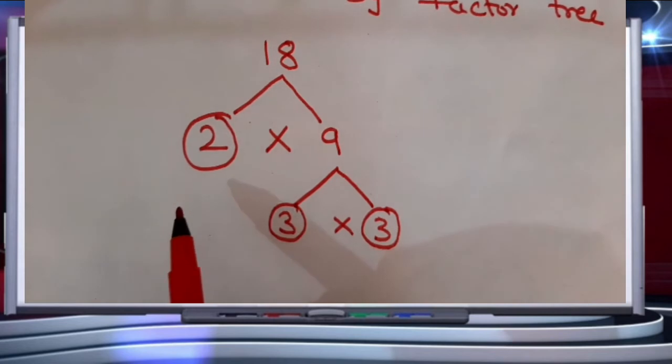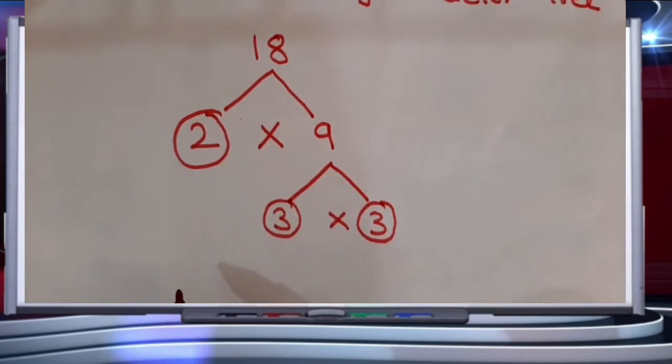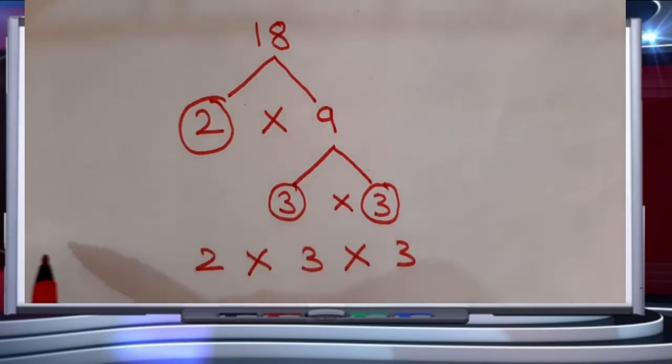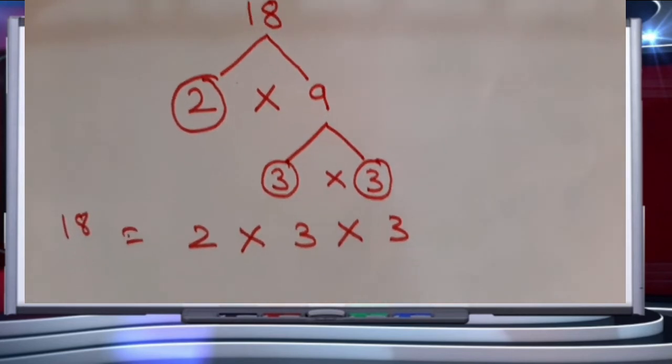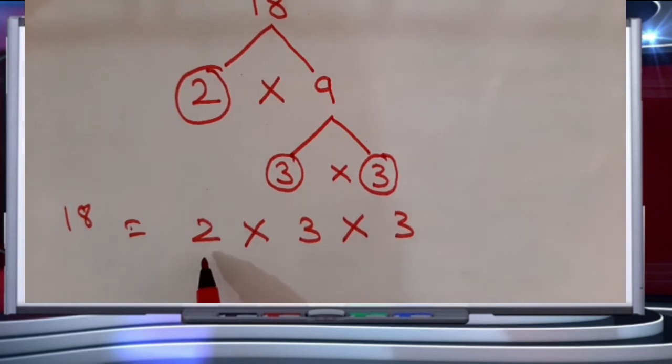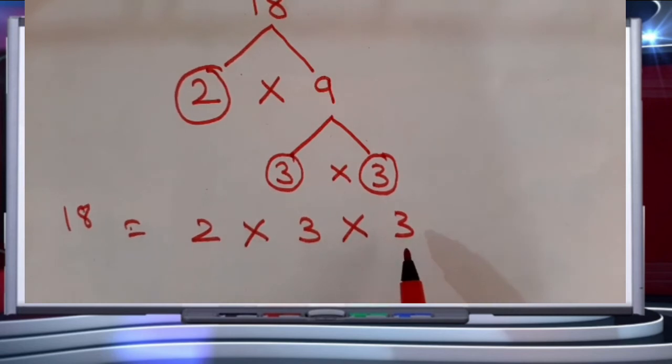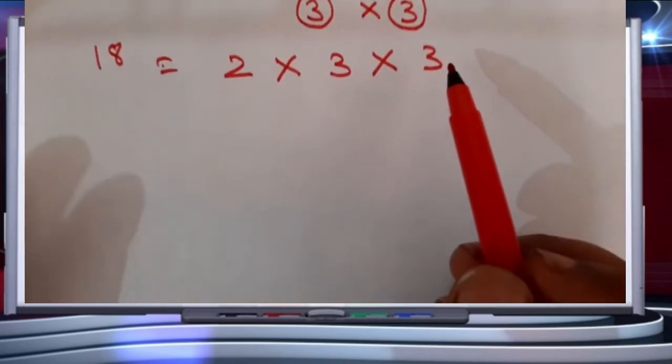Now I will write all the numbers which are circled, that is, which are the fruits. I have to eat up the fruits. So I will write all the fruits here. So these are the prime factors of 18. You can check this also. 2 3s are 6. 6 3s are 18. Now let us do one more example.